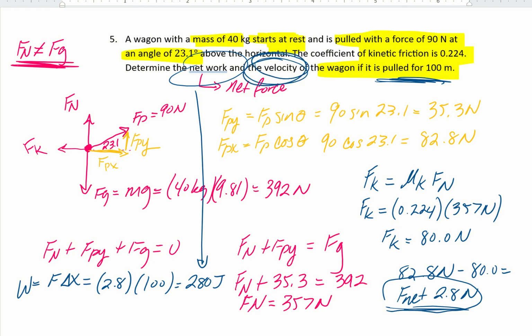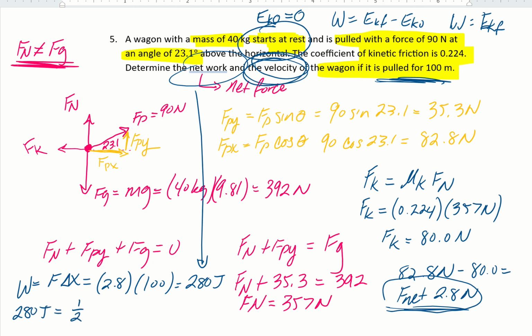Lastly, it asks me for the velocity. Because I'm starting at rest, my initial kinetic energy is 0, and work is going to be final kinetic energy minus initial kinetic energy. If my initial kinetic energy is 0, then work is just equal to my final kinetic energy. So my work is 280 joules, and my final kinetic energy is just going to be 1/2 mv squared. So 1/2 mass is 40, v squared I don't know. So we can just algebraically solve for velocity. I'm going to do 280 divided by 0.5 times 40, and then I'm going to take the square root of that answer. And so my velocity is 3.74 meters per second.